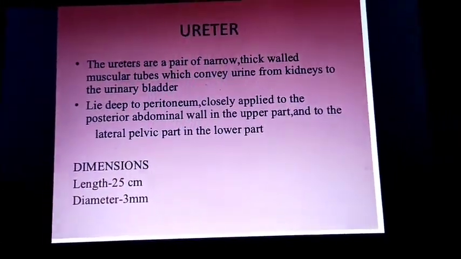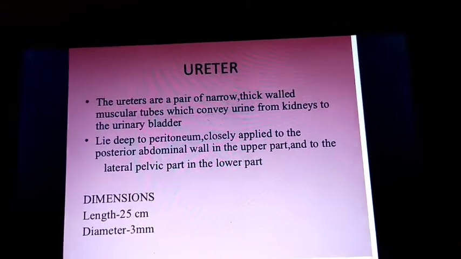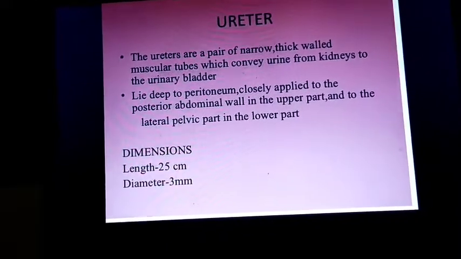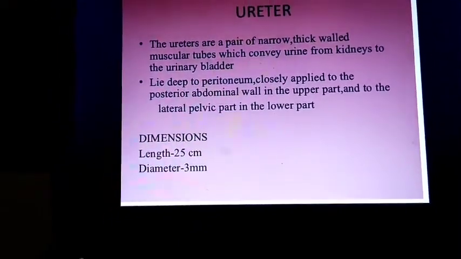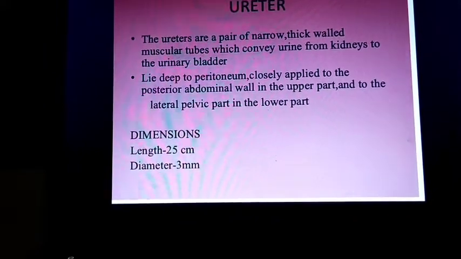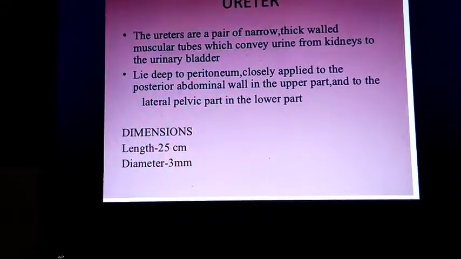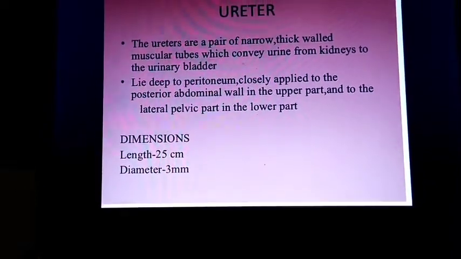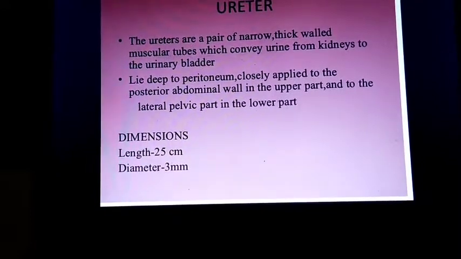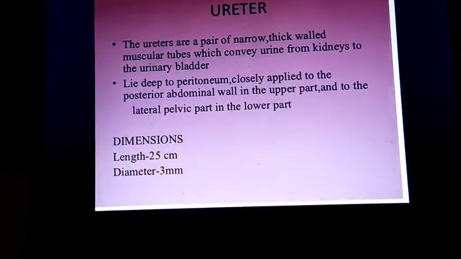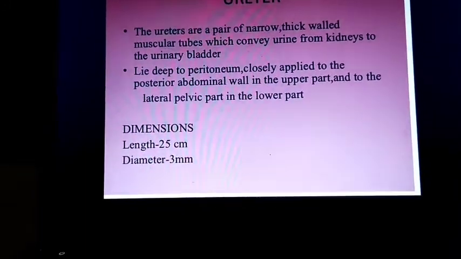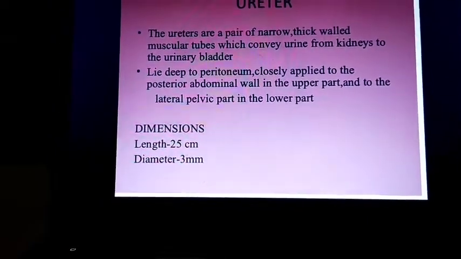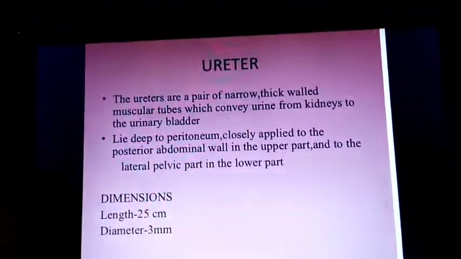Now, the ureters are a pair of narrow, thick-walled muscular tubes which convey urine from the kidney to the urinary bladder. They lie deep to the peritoneum, closely applied to the posterior abdominal wall, on the psoas major muscle in the upper part and to the lateral pelvic wall in the lower part. Dimensions: length is approximately 25 cm and diameter is 3 to 5 mm.